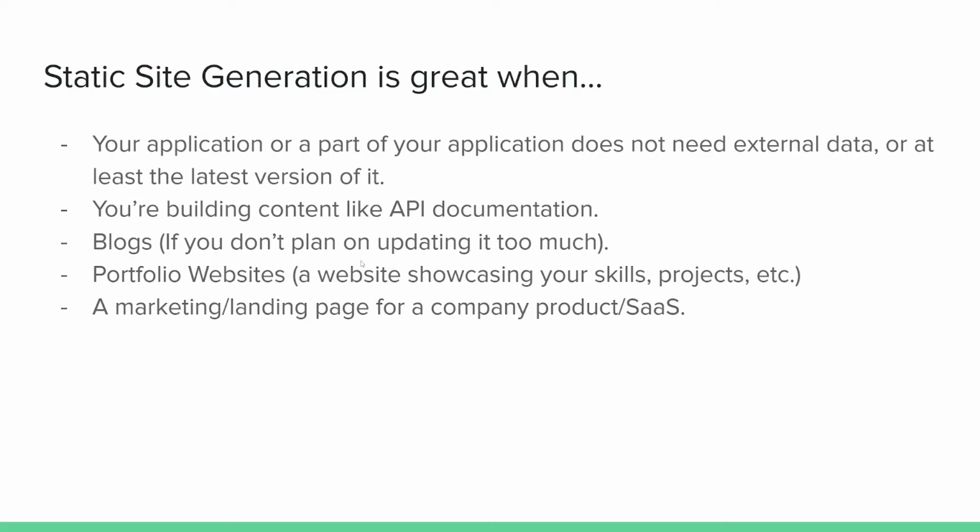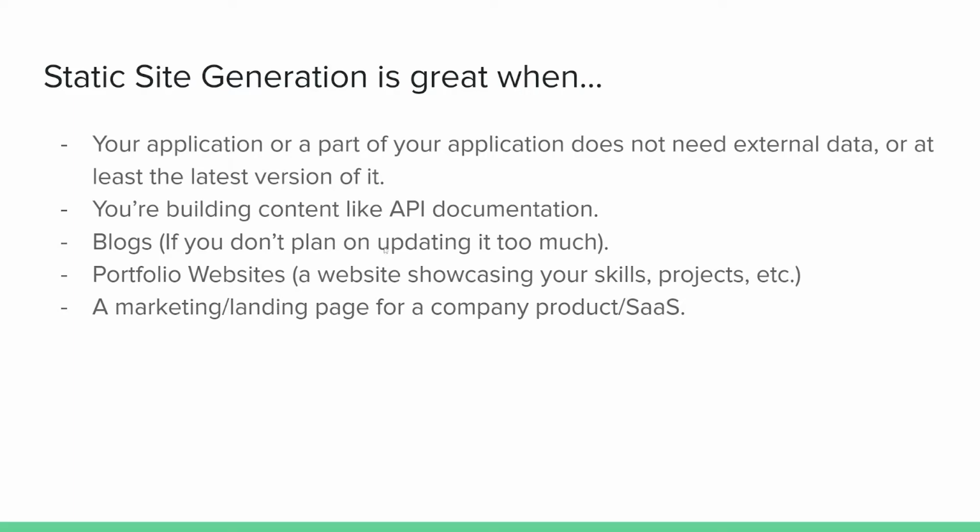Okay. Blogs are also another good example, and this really only makes sense if your blog does not update as much as you think it will. So let's say you're just going to publish a blog, and you're not going to make many updates to it, then this is a good way to use static site generation. The only time that you would need to rebuild the entire app again is when you're publishing a new blog.